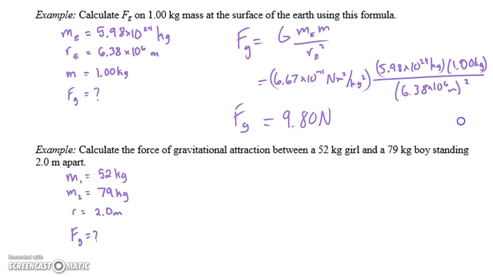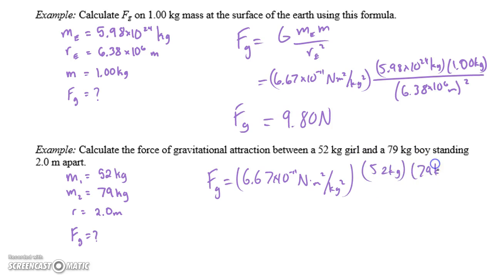Like this next question where you're asked to calculate the force of gravitational attraction between a girl and a boy standing 2 meters apart. This is just asking for Fg between these two. So you go with the same equation. I'm not going to rewrite the equation this time. We're just going to plug in our numbers. We have the same constant. There's always lots to write out with this formula, just because it's a pretty large constant to write out. And we've got two masses, 52 kilograms and 79 kilograms, and we've got 2.0 meters squared.